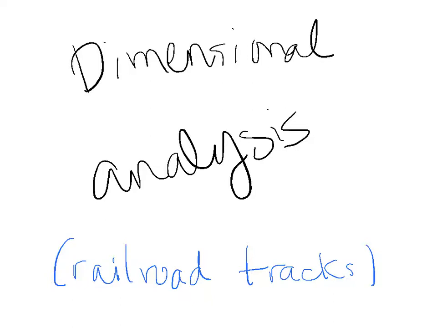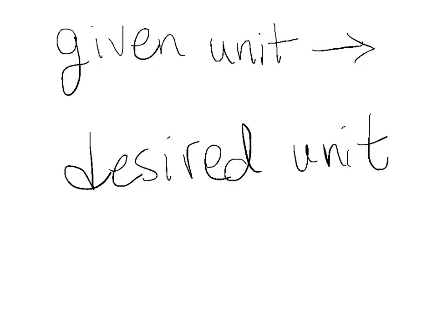Hello everyone, the purpose of this video is to explore dimensional analysis, or what we called it in class, the railroad track method. Using dimensional analysis, we can go from any given unit to a desired unit. So sometimes we want to convert from centimeters to kilometers, or from grams to kilograms, or from miles to feet, or things like that. We can do that using dimensional analysis, and it's going to become very valuable for us to be able to do this very quickly.